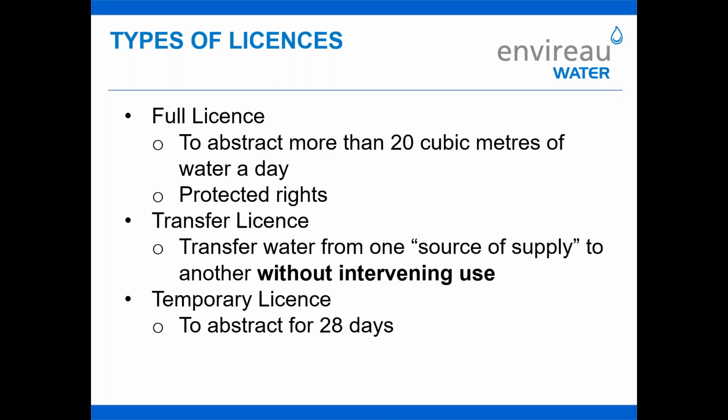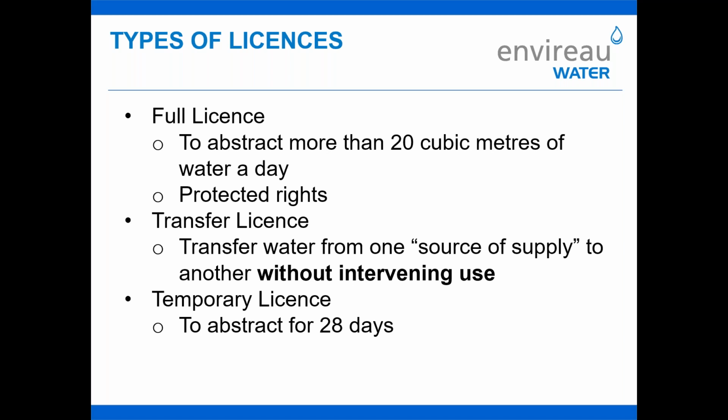A full license is issued where you want to abstract more than 20 cubic meters of water a day, and you're going to do something with that water. You might turn it into concrete. You might use it for mineral washing. You might use it in a wheel wash. You might use it in offices to drink or flush the loo or whatever. But in essence, you're going to do something with that water. That's called a full license.